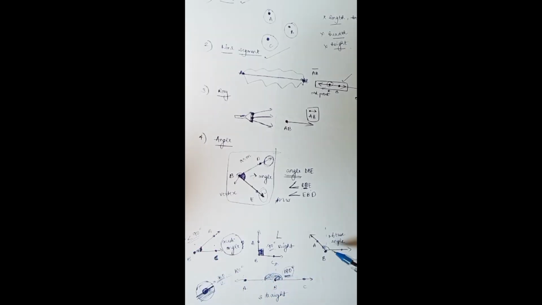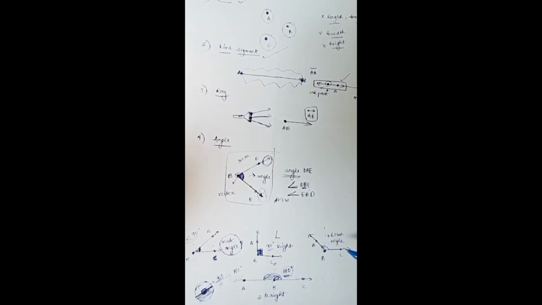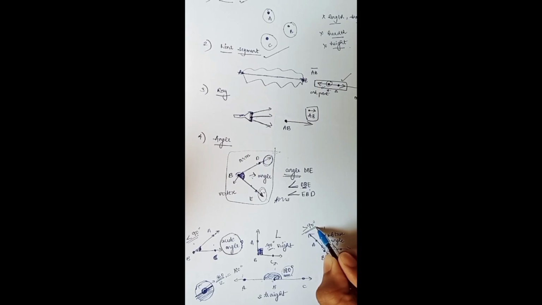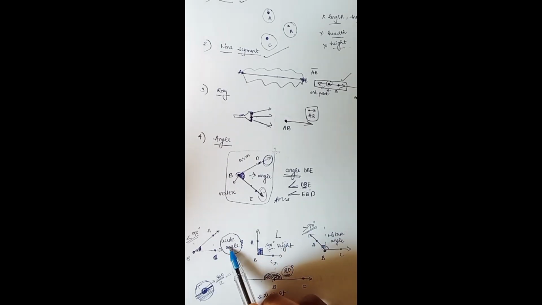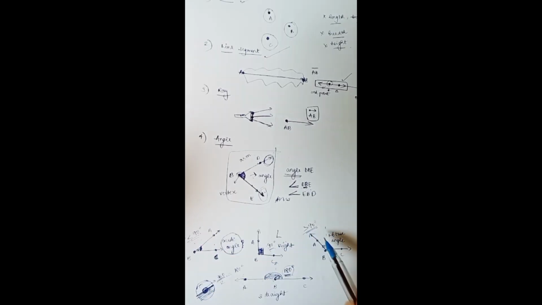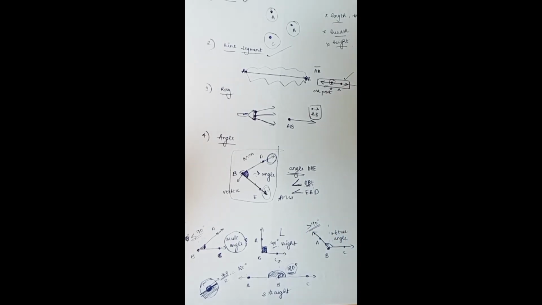What about obtuse angle? If this is 180, this is right angle, this is less than 90 degree. I told you obtuse angle is formed when both arms exceed more than the right angle, right? So this will be more than 90 degree. Straight angle is 180 degree. Right angle is 90 degree, acute angle is less than 90 degree, and obtuse angle is more than 90 degree.